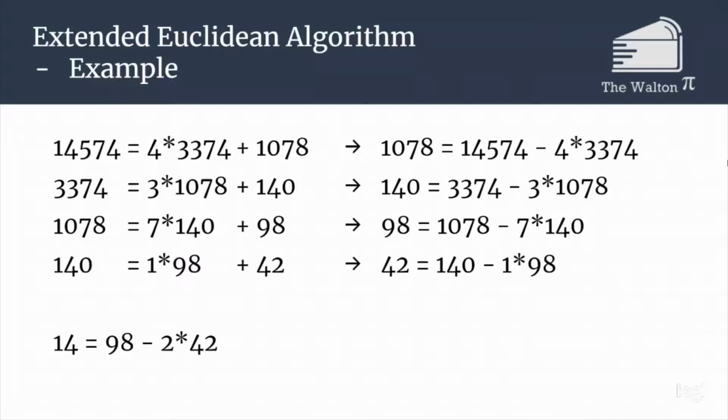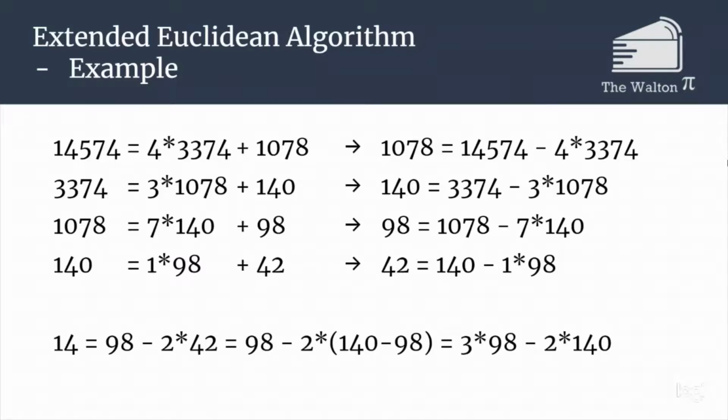So we figure out how can we use this next line to help us expand out what 14 is equal to. Well, we have 42 is equal to 140 minus 98. We're going to substitute that in everywhere there is a 42. So when we do that, we get 14 is equal to 98 minus 2 times the expression equal to 42, which can then simplify to 3 times 98 minus 2 times 140. We've now used the line at the bottom, so we don't need it anymore, so we can remove it and we can continue this process.